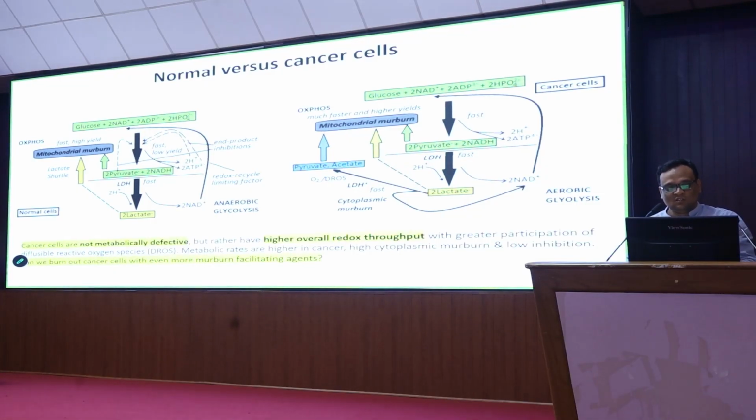So now, metabolic rates are higher in cancer, and ROS is higher in cancer, which can support Moore-Burn based conversion. High cytoplasmic Moore-Burn is there, and I hope there is a way we can discover to burn out cancer cells using Moore-Burn principles and kill them rather than allowing them to proliferate.